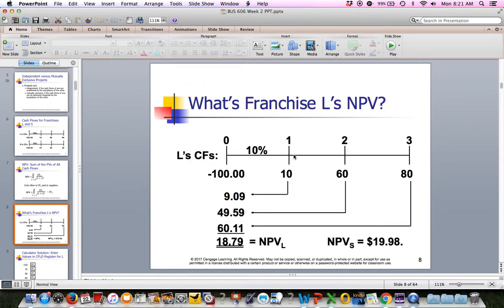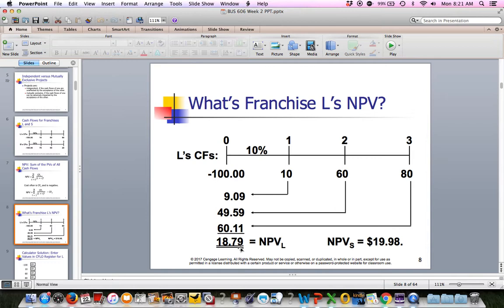It's going to bring every single future cash flow down to a present value number today. And so if I invest 100 today, the present value of all future cash flows is the 10 down 1 year at 10%, the 60 down 2 years at 10%, and the 80 down 3 years at 10%. And I take that negative 100, add in these three positives, I get a positive 18.79. That's for L. For S, it's a little bit higher. It's 19.98. Okay, so the decision rule for NPV is, if it's positive, I would generally say yes.